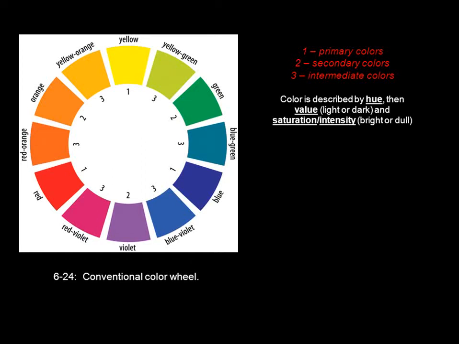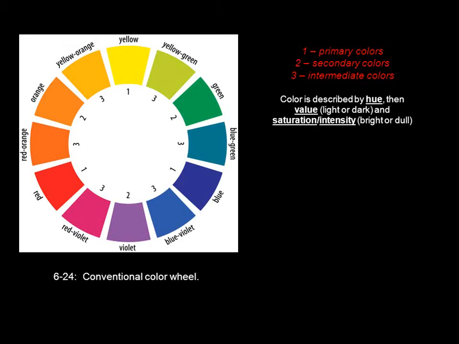If you mix any two primary colors together, you get the secondary colors. So yellow and blue make green, red and yellow make orange, and red and blue make violet, and those are indicated by twos on the color wheel. Then if you mix any of these secondary colors with their adjacent primary colors, you create the intermediate or tertiary colors, which are indicated by threes. So that's yellow-green, yellow-orange, red-violet, blue-violet, and blue-green.